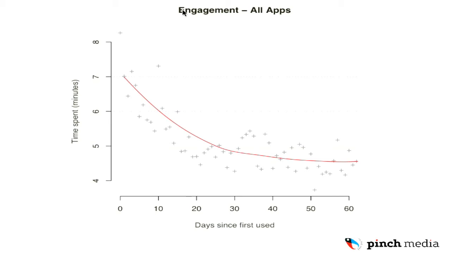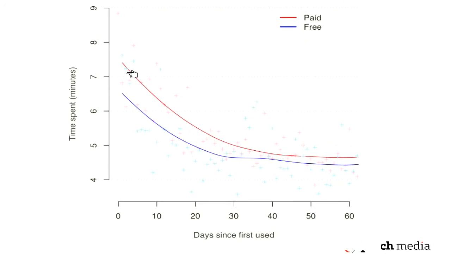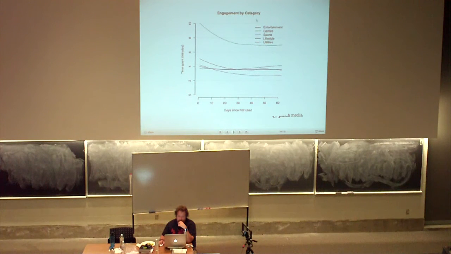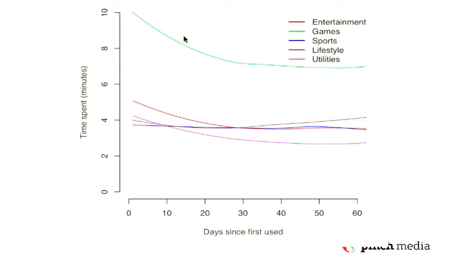Time spent across all apps, basically at best, on average, is 7 minutes. So it's interesting when you're building your app that the average is 7 minutes you're actually going to acquire someone's attention. So again, this is just another chart in average time, but paid is above free. Engagement by category, so time spent in minutes. Look at games. Nothing touches games for how long people are spending on their phone.